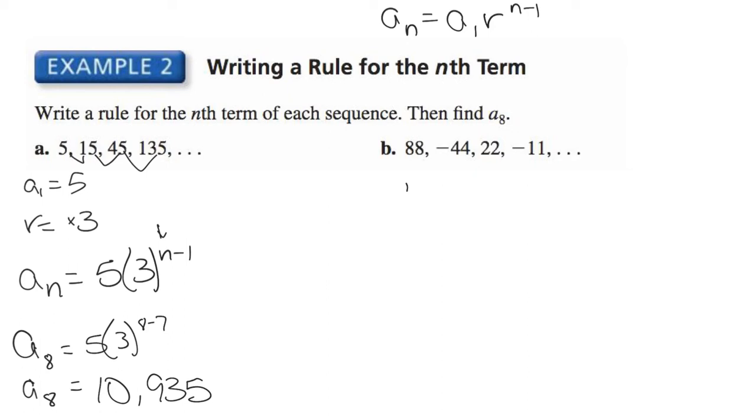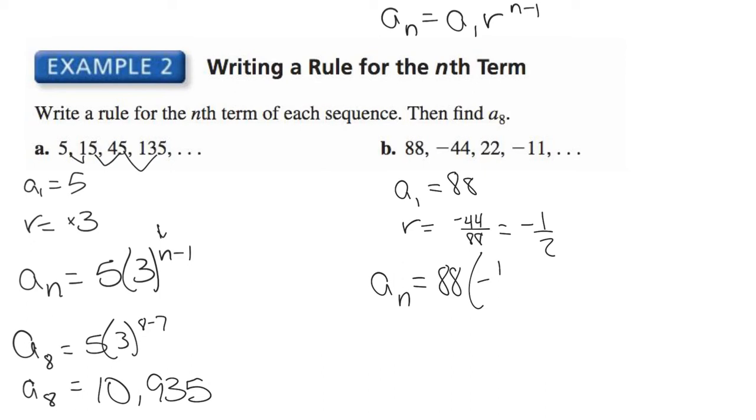So our first term is 88, and then our r we need to find. Our r is found by negative 44 over 88, which is negative a half. If you go through and check, you should see that it's a rate of negative 1/2 each time. So that means, writing our equation, we've got a sub n equals 88 times negative 1/2 to the n minus 1.